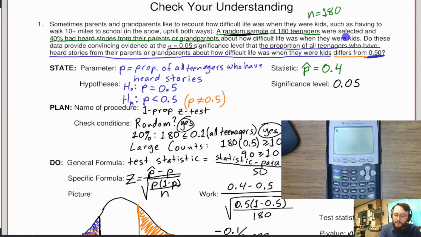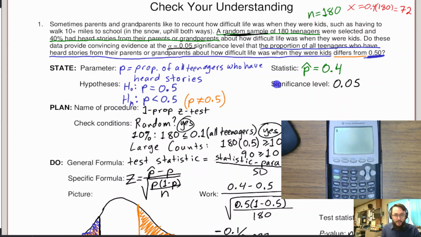Okay, so that means 40% of 180 had heard stories. So 72. Okay, cool. We get a nice whole number. That's our value of x, the number of successes in this case. Now, we already know our null. This is our alternative right here, that p is less than 0.5.